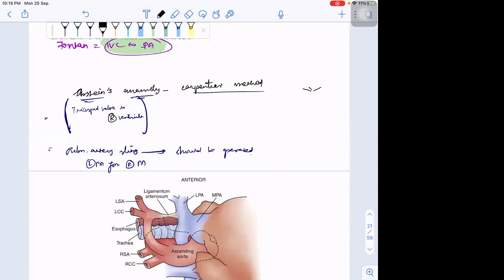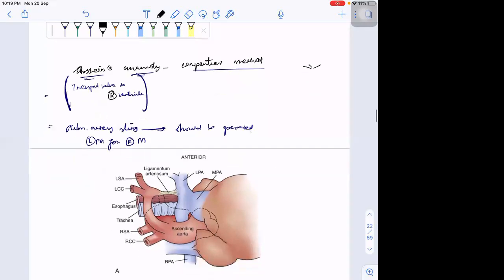Then, disorders of the vascular aortic arch. They are telling about pulmonary artery sling. What is pulmonary artery sling? It is the left pulmonary artery arising from the right pulmonary artery. Sling always goes for surgery, even in asymptomatic patients, because it will cause tracheal stenosis and tracheal fibrosis. So in order to prevent that, you have to always go for surgery in case of pulmonary artery sling.